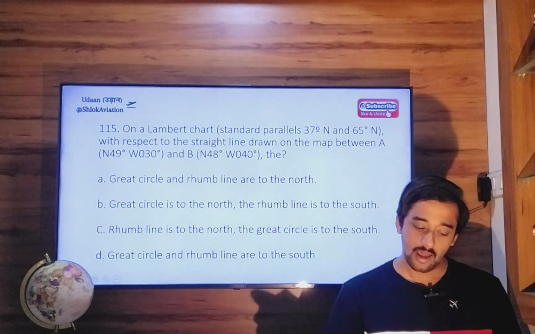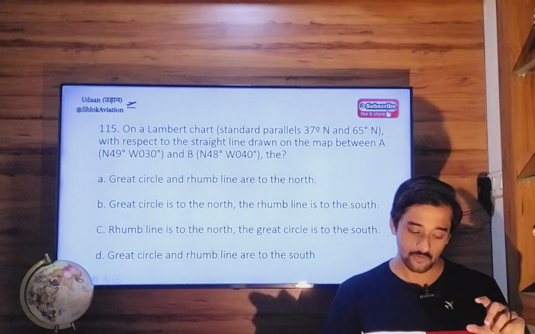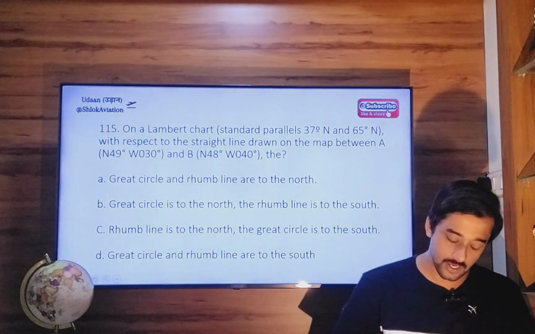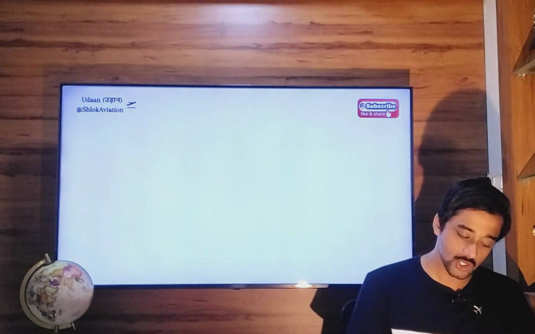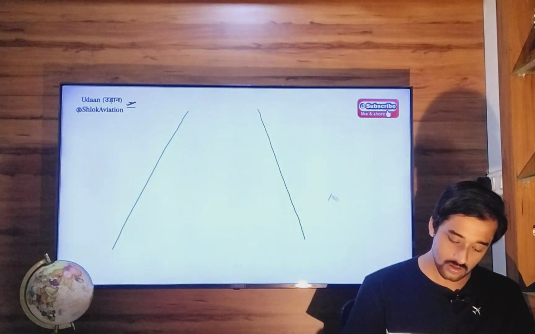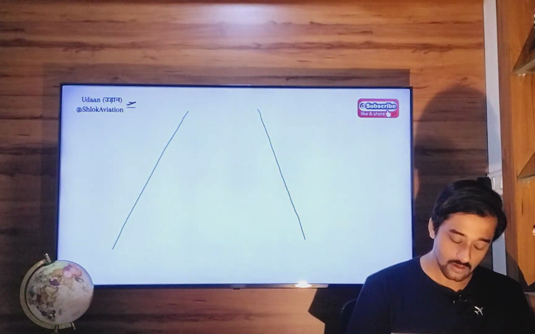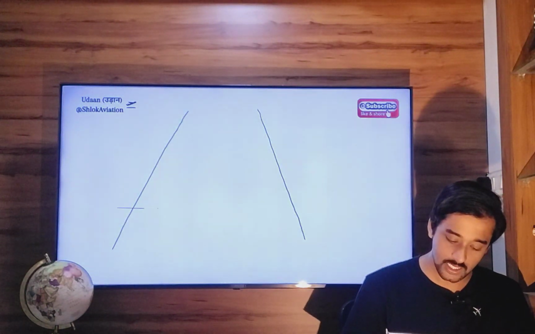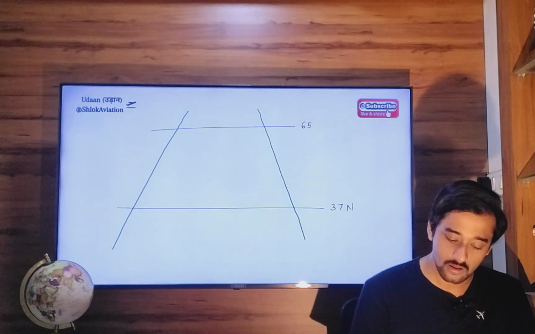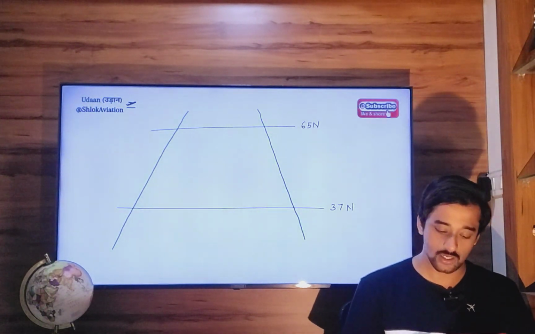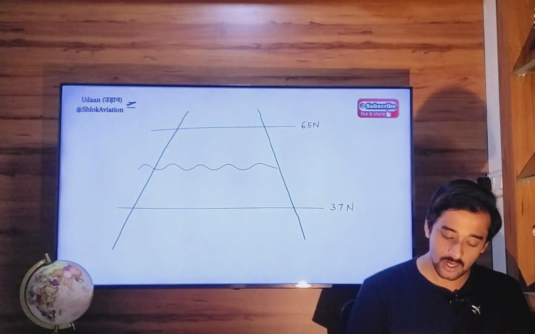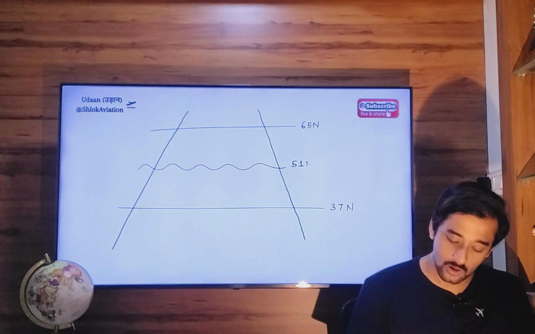Question 115. On a Lambert chart, standard parallels are so and so. And then there are 2 points. So great circle and rhumb line, fine. So draw this. Let's say this is your Lambert chart, 37 north and 65 north. Now the parallel of origin will be the average. 65 plus 37 divided by 2, 51. So parallel of origin is 51 degree north.